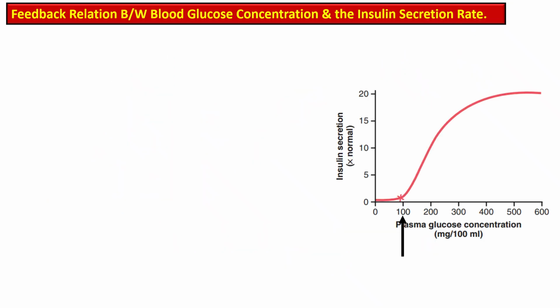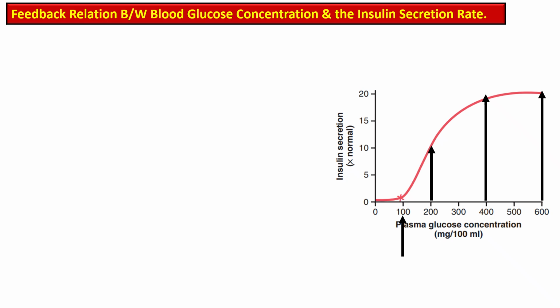At 100 milligram per 100 ml, blood glucose insulin secretion is at its basal level. It is at low level. When glucose rises as the blood glucose level exceeds above 100 milligram per 100 ml, insulin secretion rises rapidly. At glucose concentration between 400 to 600 milligram per deciliter, insulin secretion can reach 10 to 25 times the basal rate.